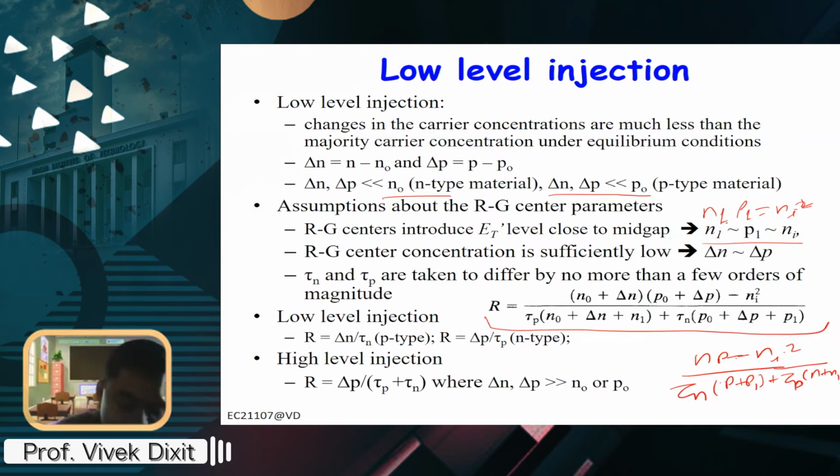Regardless of the energy level, n1 p1 is always ni square. But if the trap is close to mid gap, then they are basically equal and both are equal to ni. And of course, if let's say tau p is much larger than tau n, then you have to ignore this other part, provided the factor that we are multiplying n and p are of the same order.